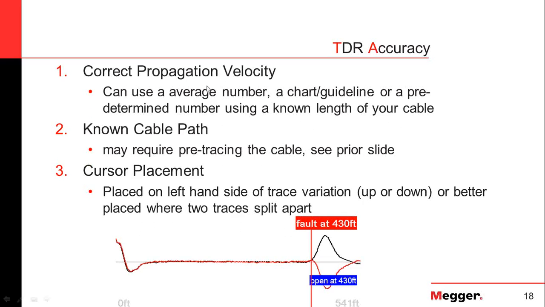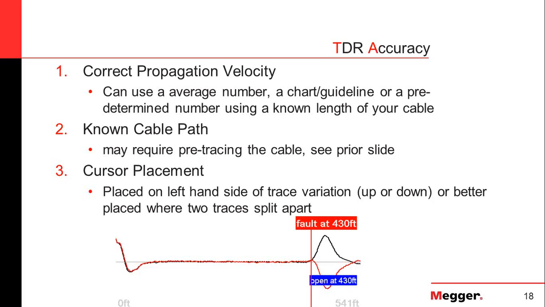re-summarize on accuracy, you do want to have the right propagation velocity. And again, there's three ways you can get it. You can use an average number, a setting, if you will, that you never change. And that works good for shorter power cables. You can use that chart guideline, and again, we could get you the one that we use. Just be aware that these guidelines are not necessarily that accurate for your specific type of cable. Different age cable, different manufacturers, all those things add up.